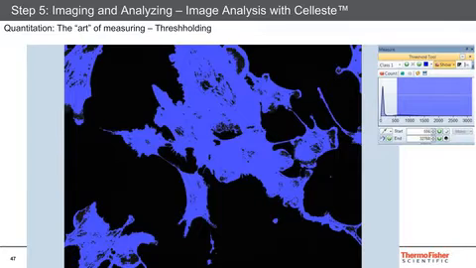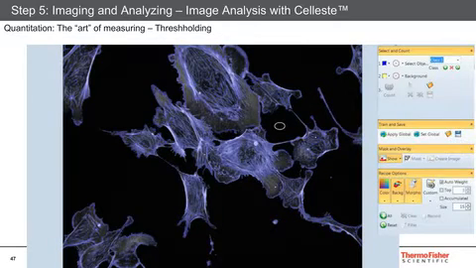Now, one interesting feature about Celeste is that it has a smart thresholding method, and you can actually teach the system what's specific and what's not. So in the pale blue here, you can see the actin is very nicely selected and none of the background. That's a neat feature of Celeste.